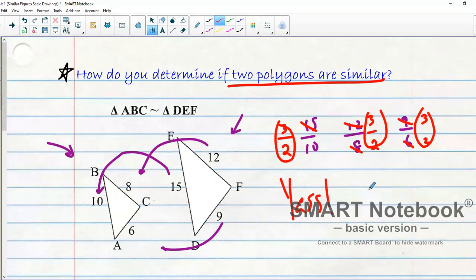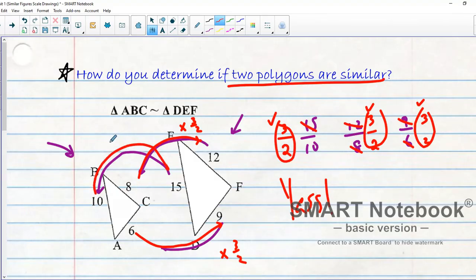Yes, Queen, you bet. All right, so these figures are similar because they all reduce to the same ratio, meaning they also share the same scale factor. Meaning, if you take 8 and you multiply it by 3 over 2, you get 12. If you take 6 and you multiply by 3 over 2, you get 9. If you take 10 and you multiply by 3 over 2, you get 15. Is that clear now? Okay?